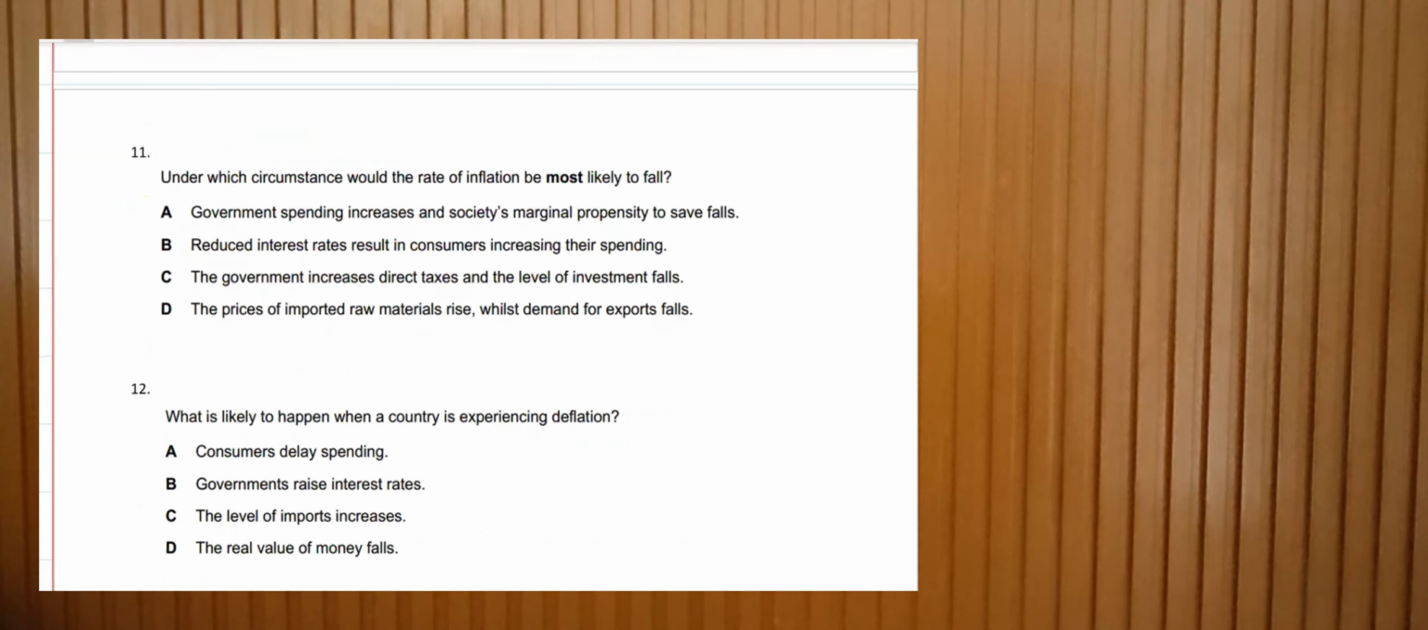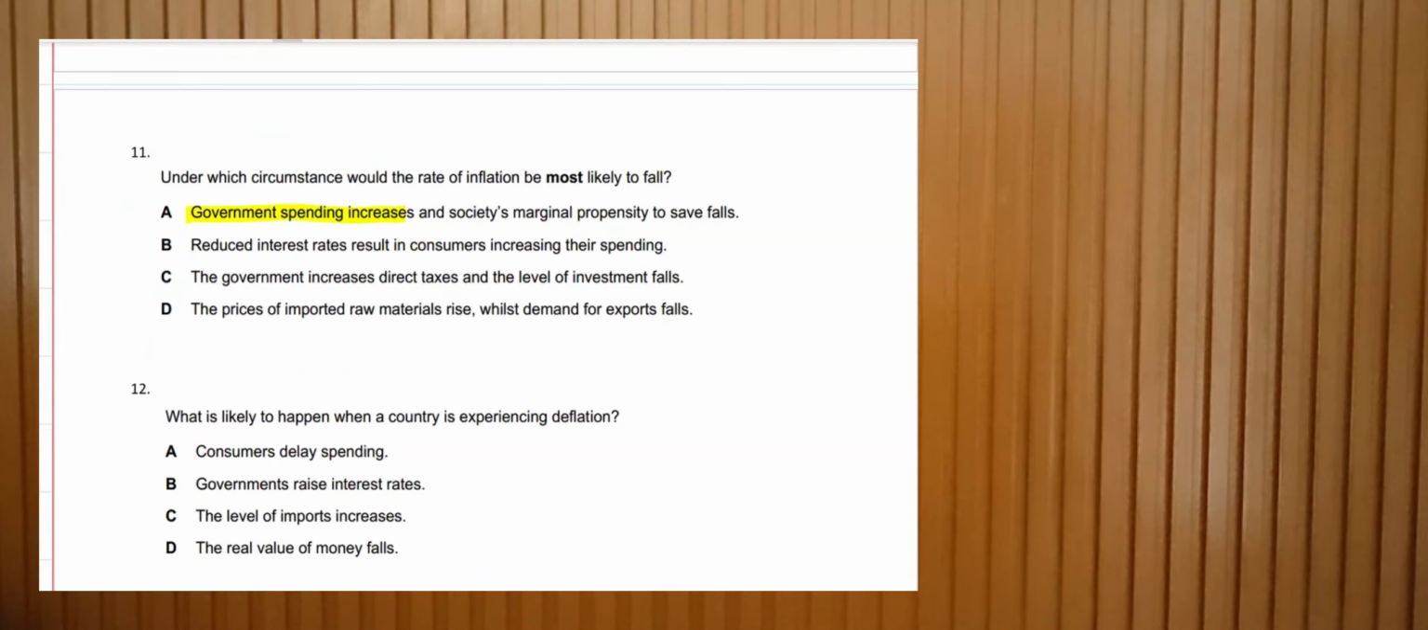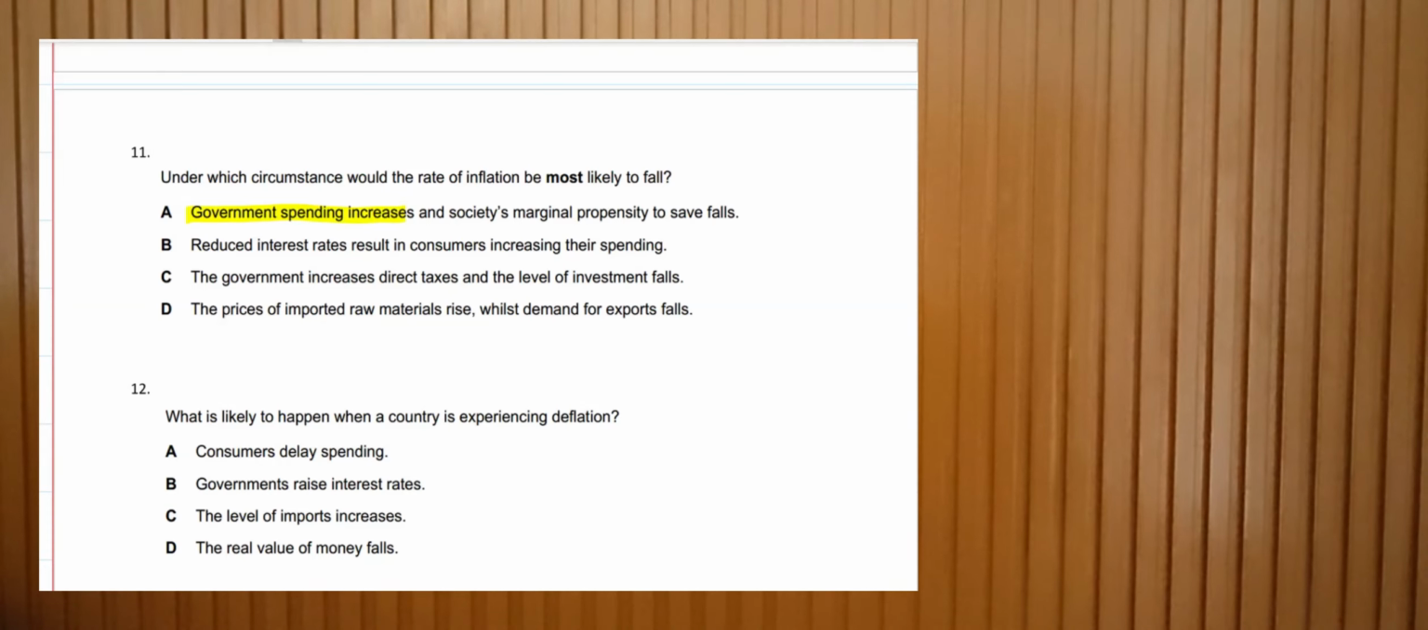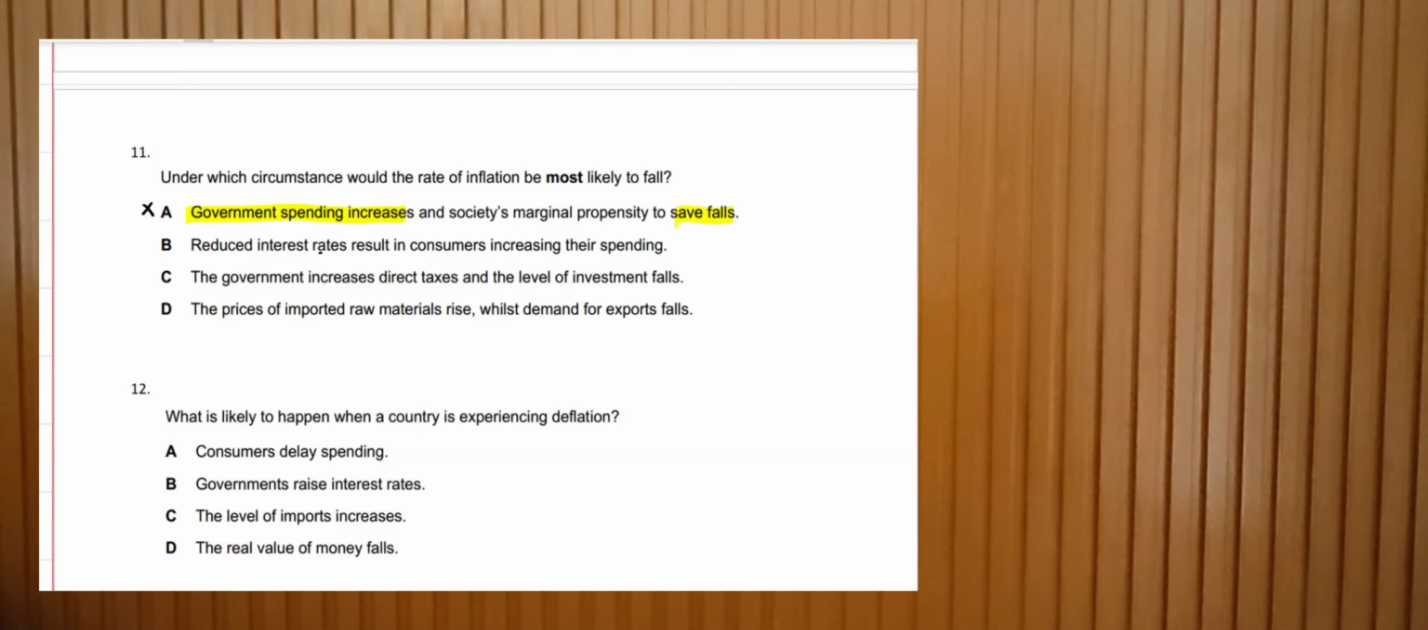Under which circumstances would the rate of inflation be most likely to fall? Government spending increases. Now, this will increase aggregate demand, and society's marginal propensity to save falls. Now, what is marginal propensity to save? Just to make it a bit easy, this means that they're saving less. When they're saving less, which means that they're going to spend more. So this is going to increase the aggregate demand and cause inflation. Reduced interest rates will increase inflation, and consumer expenditure is increasing, so aggregate demand will increase.